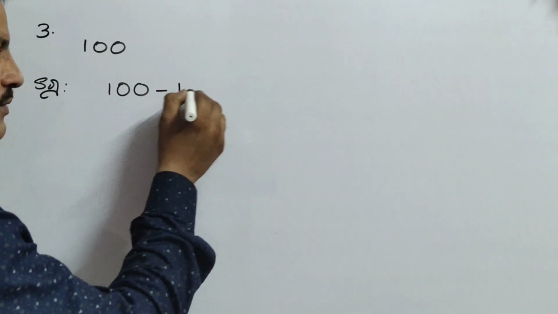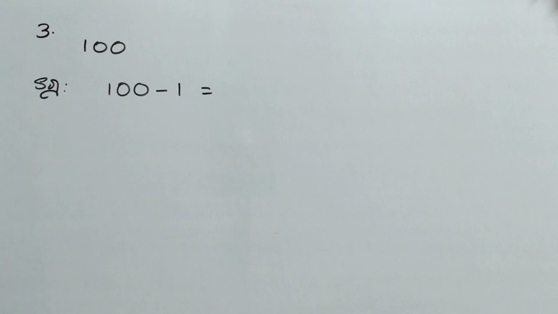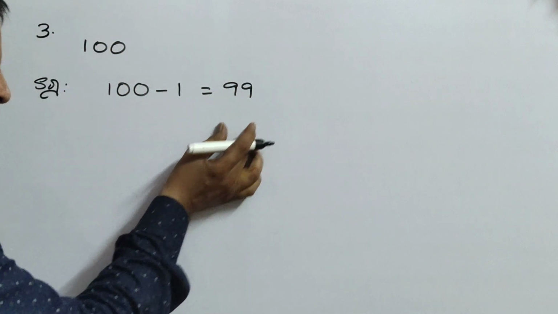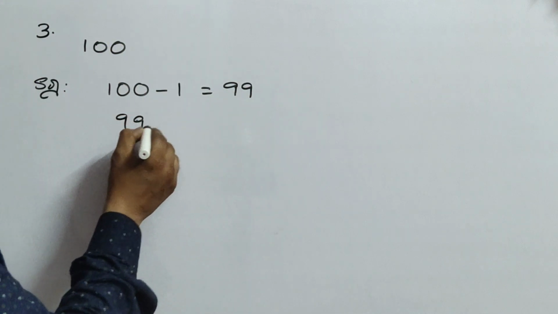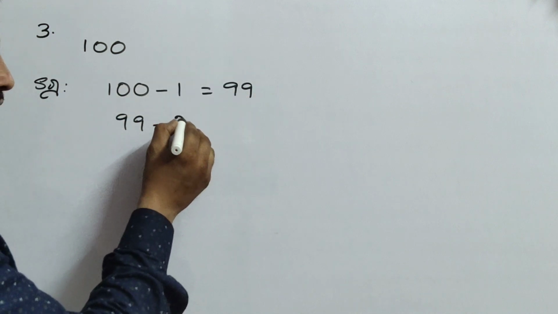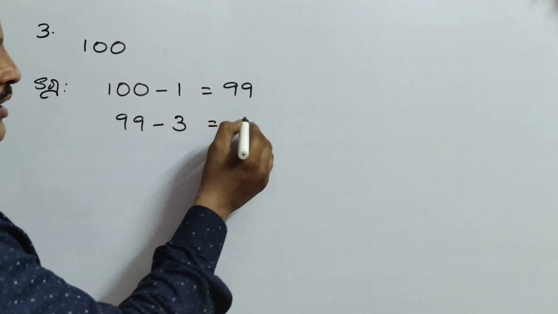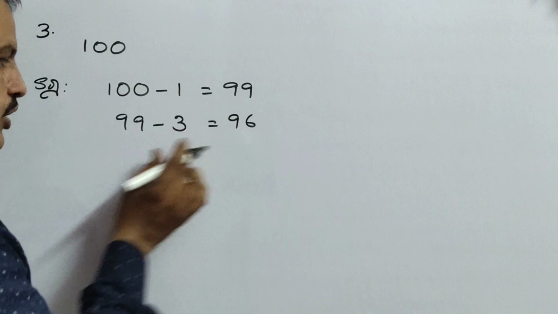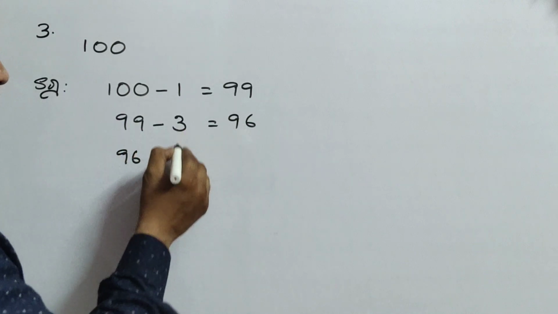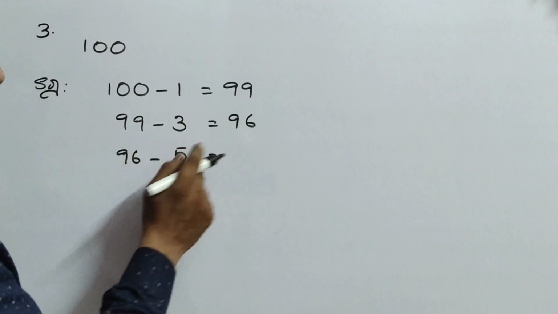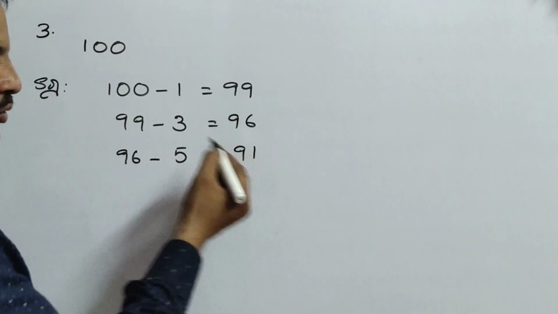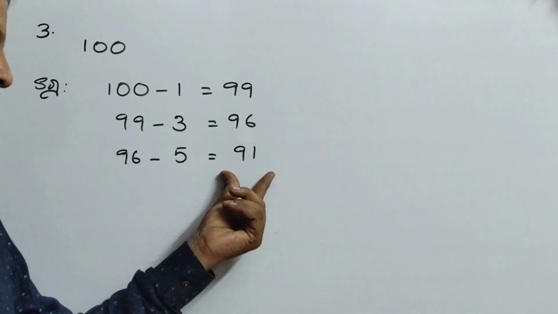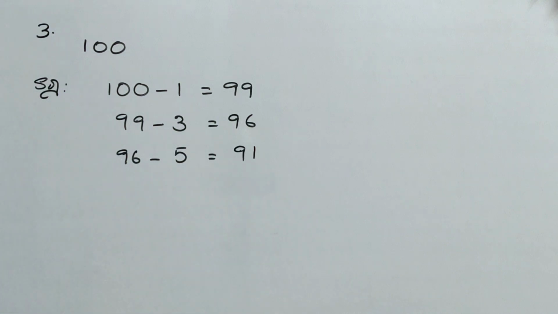100 minus 1. First thing is 100 minus 1. So 100 minus 1 is how much? 99. Again take 99 now. 99 minus 3, the next odd number. 9 minus 3 is 6, and 9 here. Next, 96 you write here. What is the next odd number? 5. So 96 minus 5 is 91. You may get a doubt: till when do we have to do this? Till the remainder is 0. That means till the answer gets 0, you have to do it.